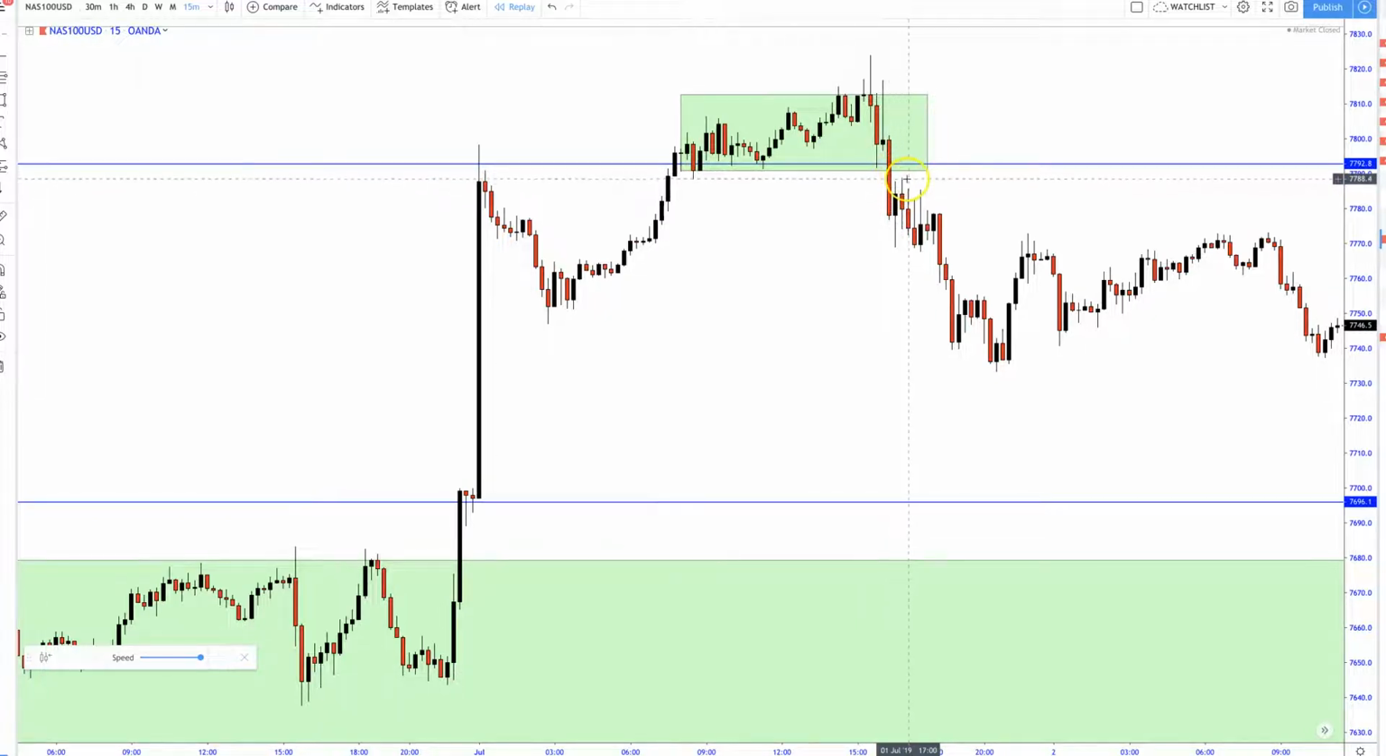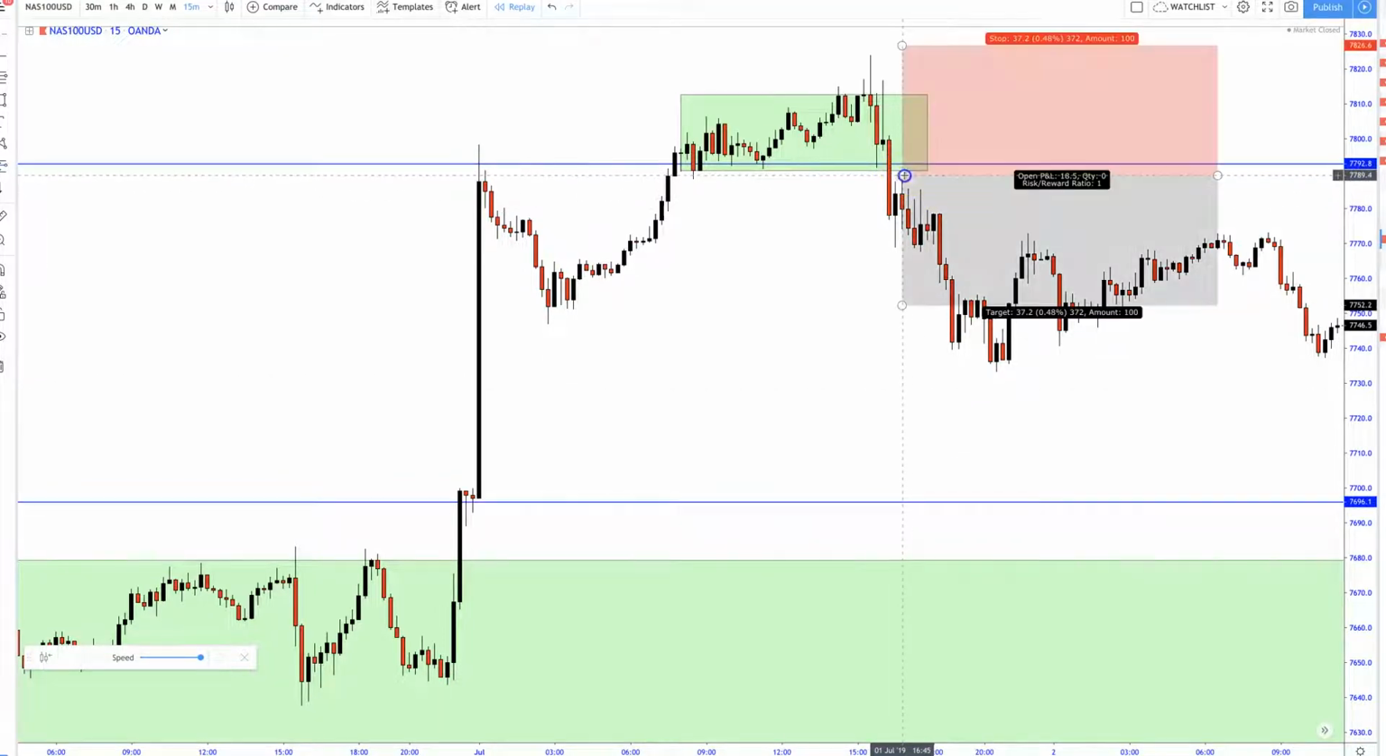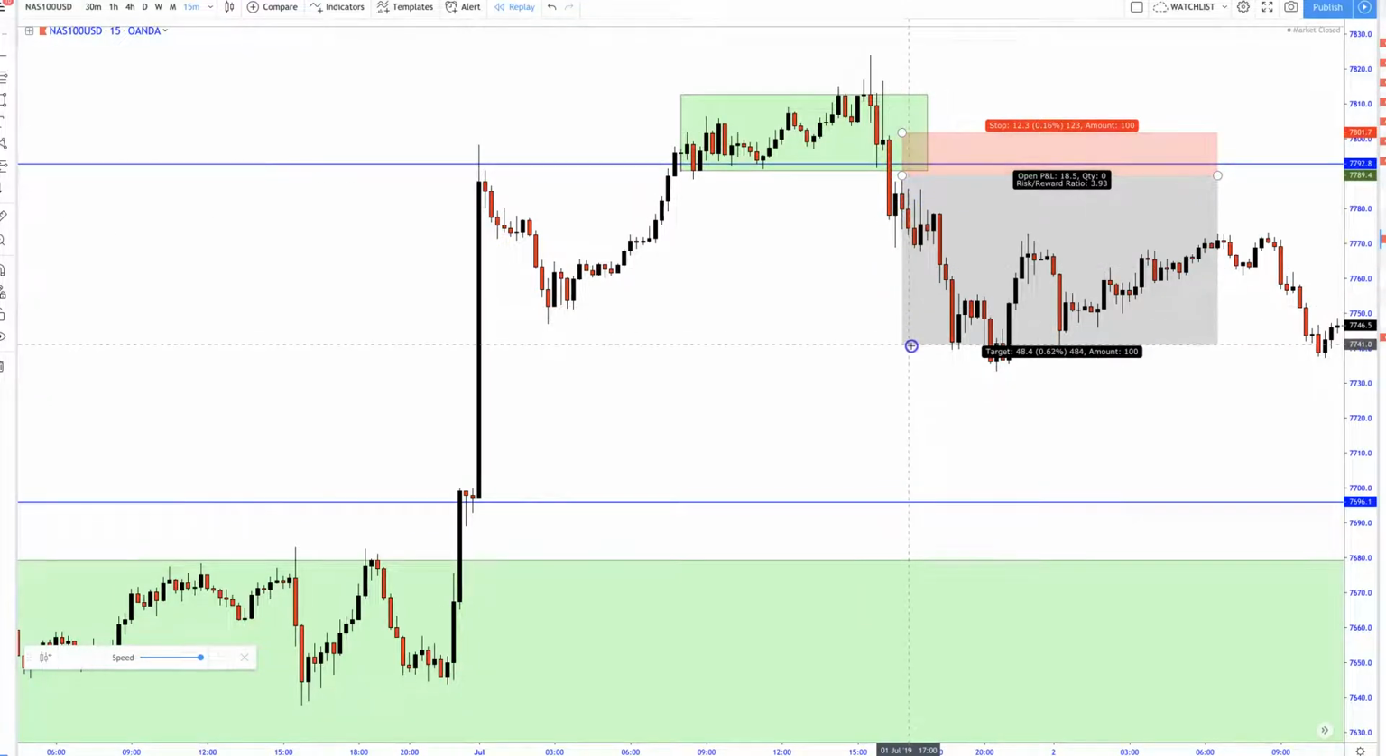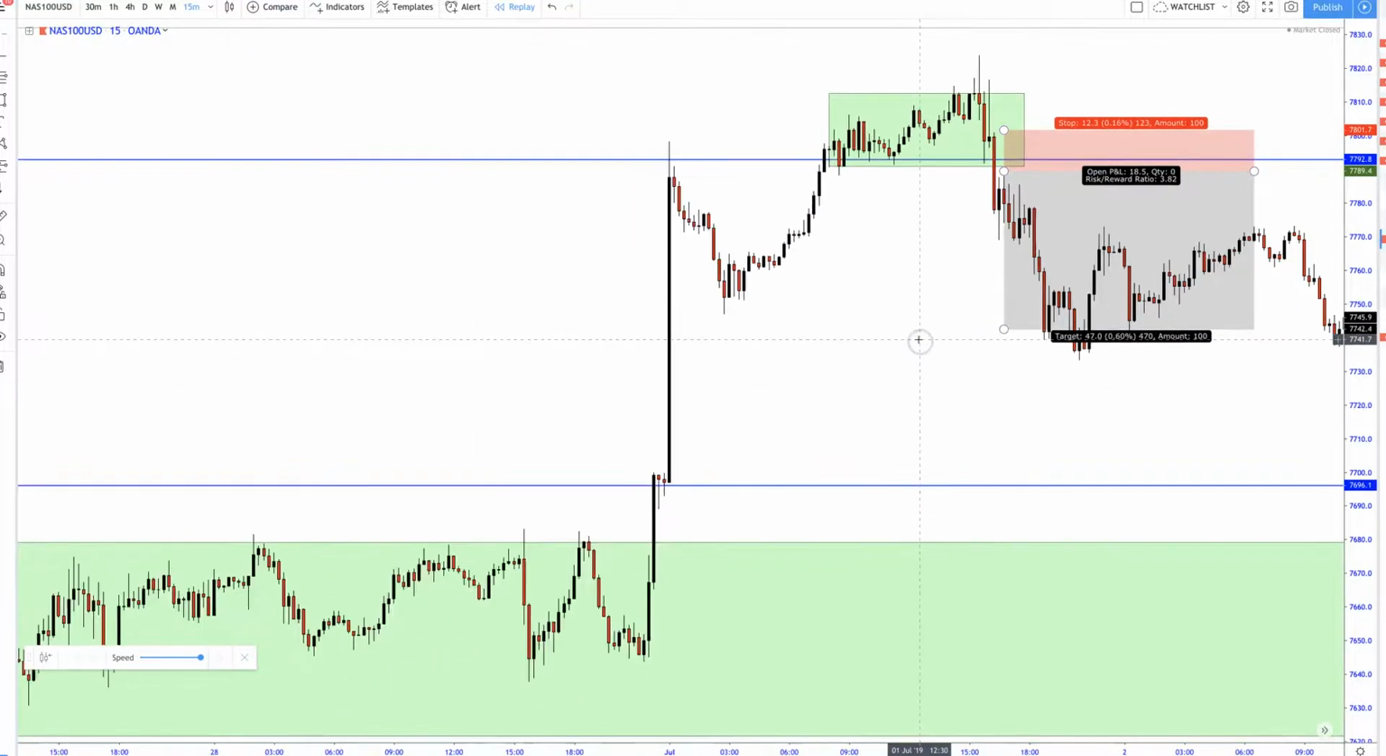But let's just say you see the price gap, you're like, you know what? I'm going to go in over here. Let me take out my short position tool. Right, I'm going to go in over there. That's good enough for me. I'm going to put my stop loss up there. Stop loss 120 pips. Right, where would you work out your take profit?